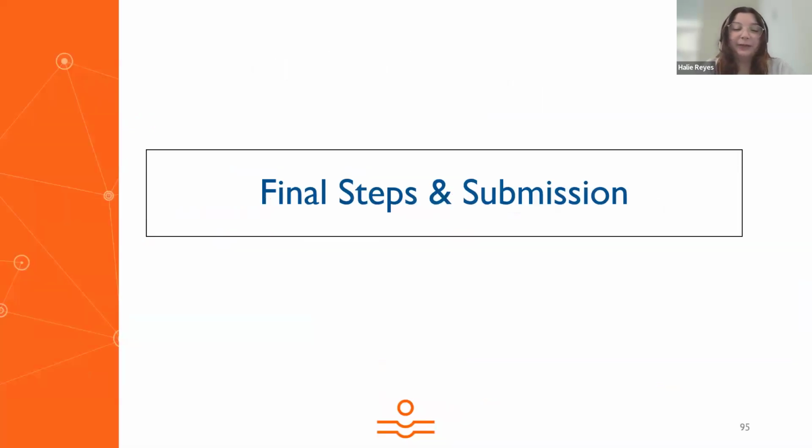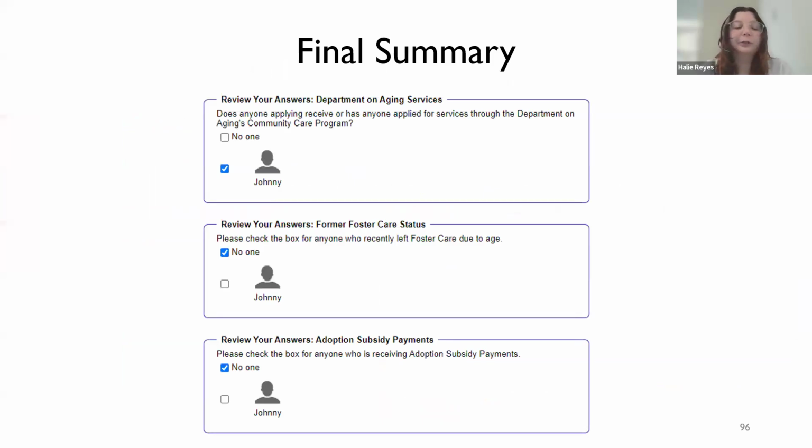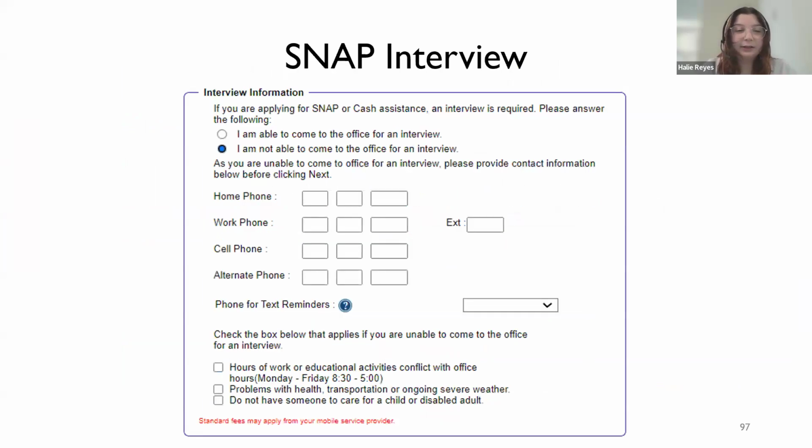Okay, so final steps. So that's really the meat of the application. It'll take you to the final summary where you're just going to make sure everything you stated is accurate. It'll ask about the SNAP interview. We're going to go into more detail on this in a bit, but everyone who's applying for SNAP has to do an interview with DHS. So it'll ask if they would like to go into the office for an interview, or if they prefer a phone interview.